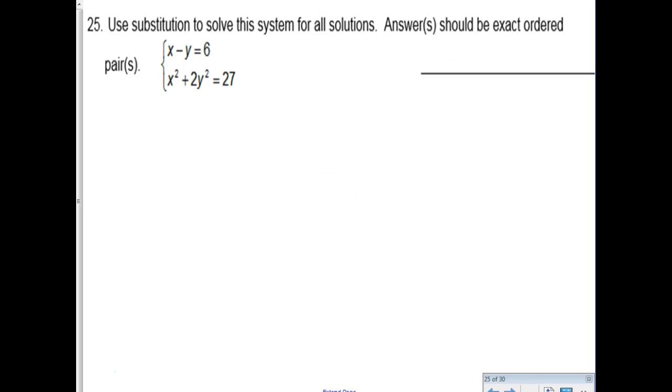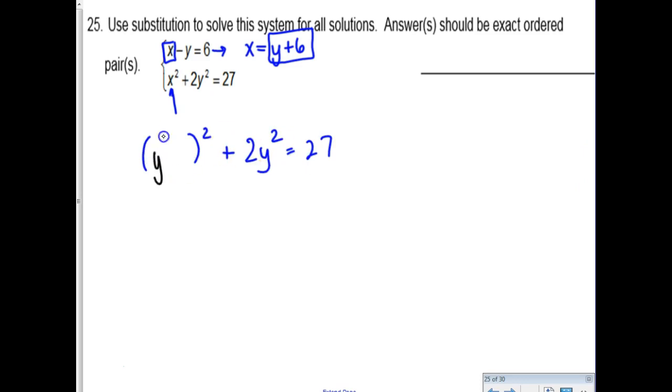All right, this is an advanced substitution question, and you want to solve for the easiest variable that you think would be to solve for, and I'm going to solve for x, because I'm thinking this x would be so easy to get isolated. So, x equals, we're going to add the y over, so y plus 6, which means anytime I see an x, I'm going to use a y plus 6. So right away, we have x squared plus 2y squared equals 27.